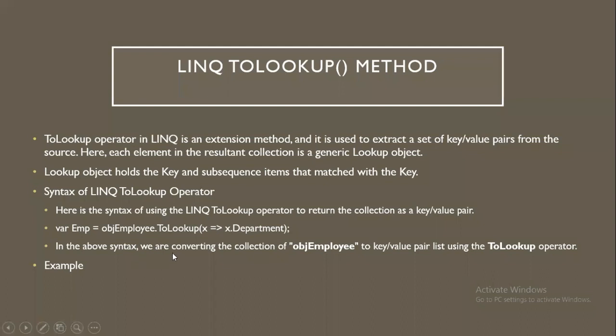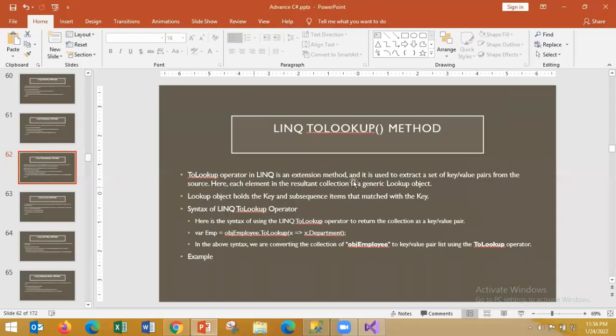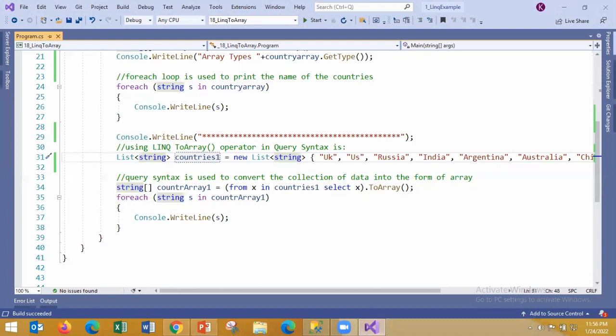So in the above syntax, we are converting a collection of employee objects to a key value pairs list using the ToLookup operator. So it is actually an extension method used to extract key value pairs from a source. The source can be anything. It can be an array, it can be a collection, whatever it is. So let's see an example to justify it.